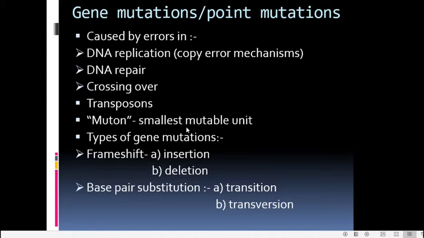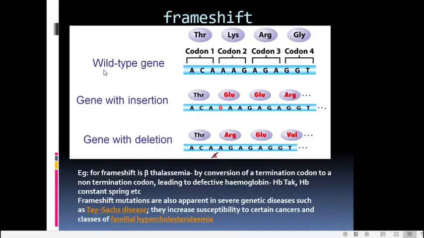Then coming to the types of gene mutations, usually there are two types of mutations occurring in genes. One is called the frame shift mutation and the other is called base pair substitution. Frame shift mutations can be of two types, insertion and deletion. Base pair substitutions can be either transition or transversion. So for that we have to see what is the difference between a frame shift and a base pair substitution. This is a frame shift mutation where we can see the wild type gene.